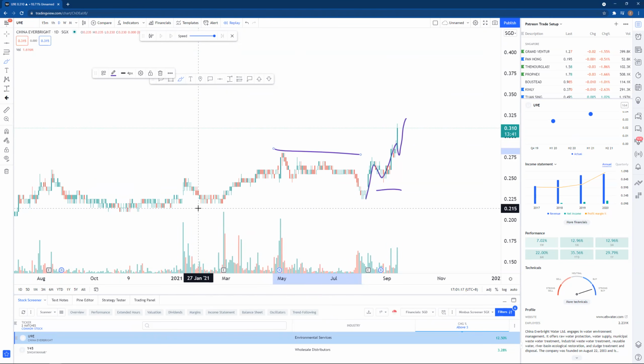I do believe this will be one of the profitable counters in 2021, hopefully going into 2022.